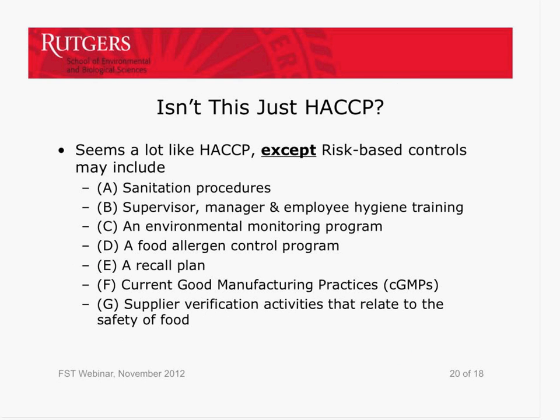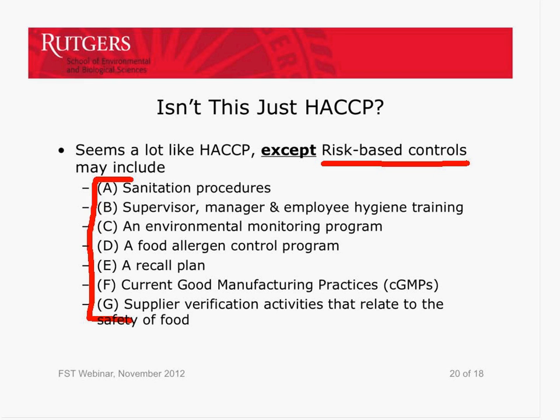Now, realize though that the risk controls that are talked about in the Act include things that we commonly think of as being prerequisite programs or pre-existing programs. So things like sanitation, supervisor training, environmental monitoring, food allergen, recall plan, GMP, supplier verifications, all of those things would historically come under prerequisite programs. But guess what? They're going to be part of this program as well. So again, important to think about, and we've touched on many of these things in our remarks.